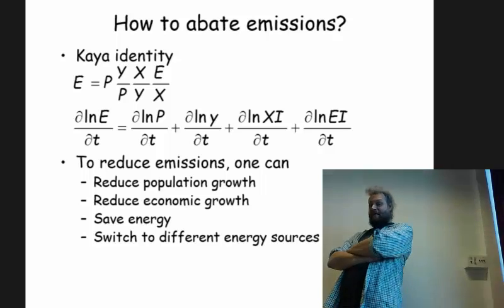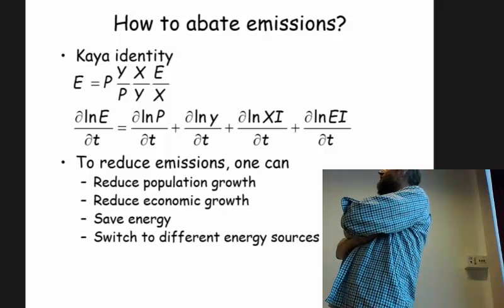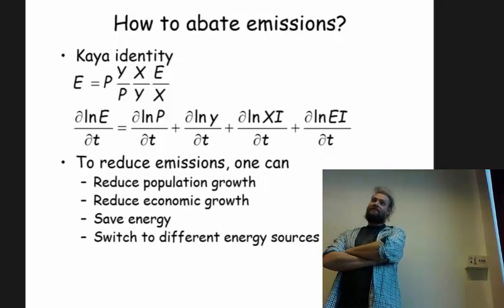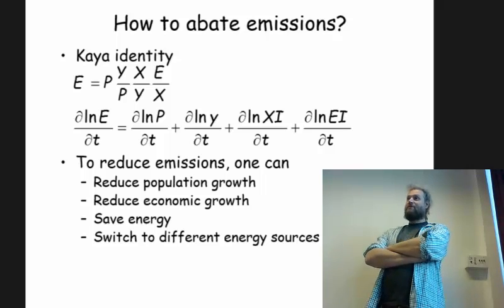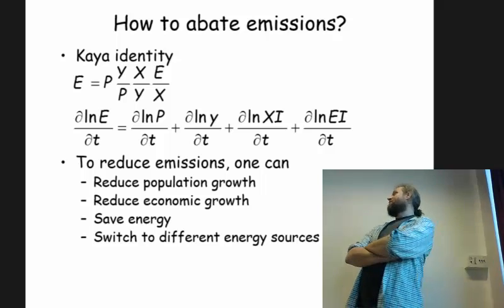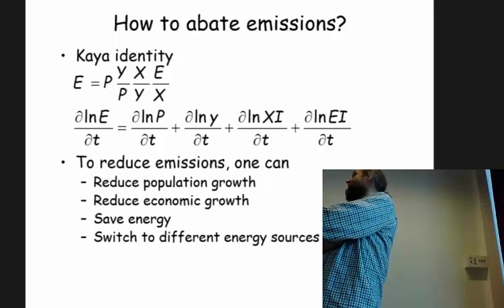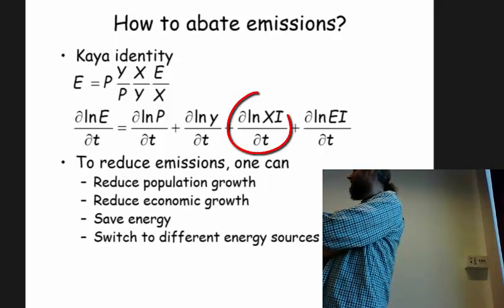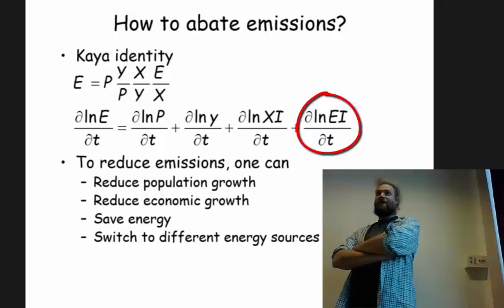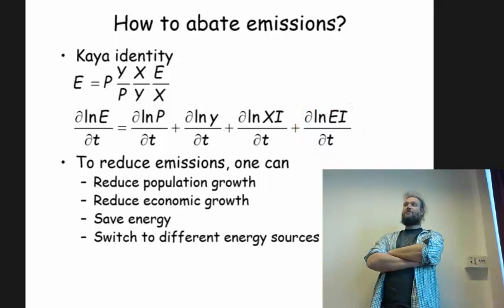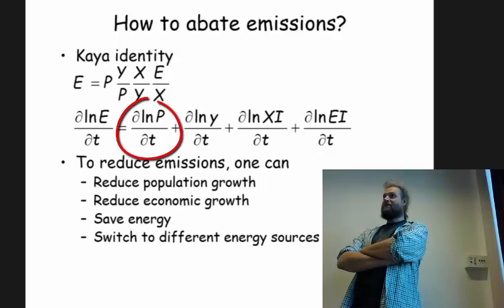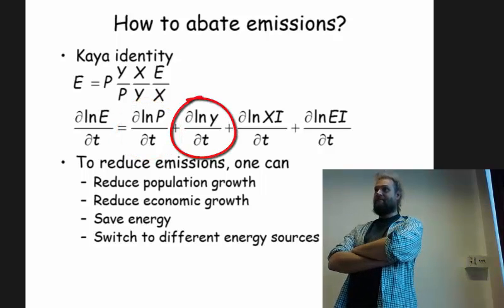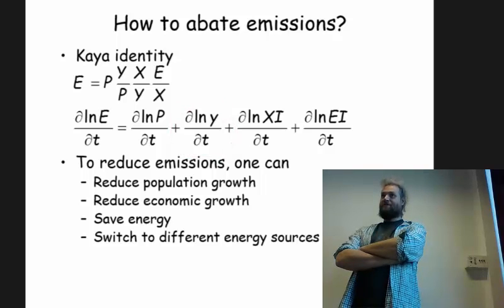So that means that you're left with two options only. If you want your emissions to go down, then what you need to do is save a lot of energy or use different sources of energy. And you would need to do so at a rate that overcomes population growth and income growth. That is what you need to do.